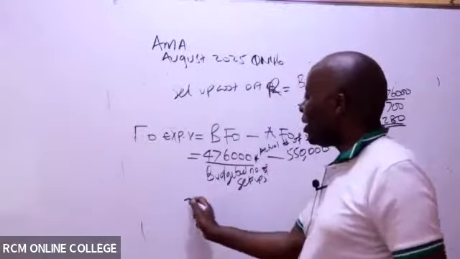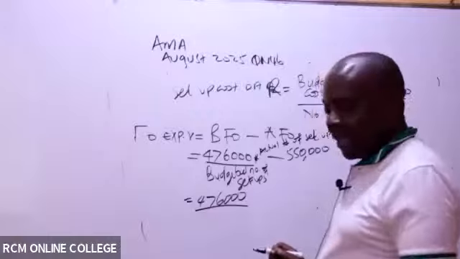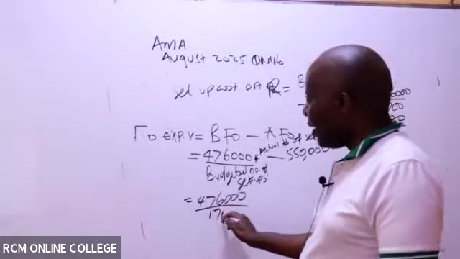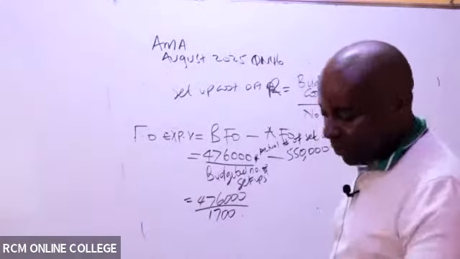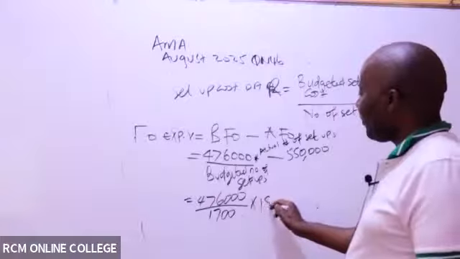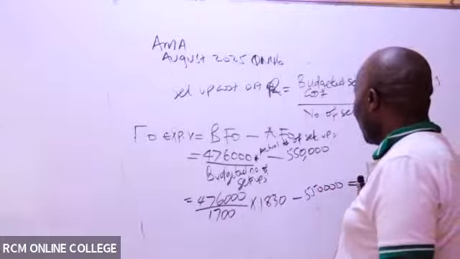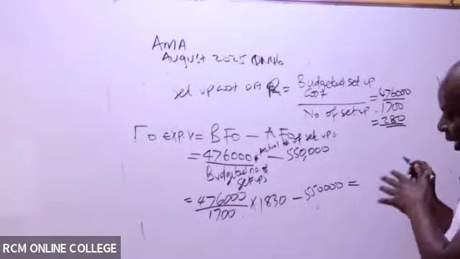So this one here will be 476,000 divided by the budgeted number of setups there, which are 1,700. I divide this by 1,700. And then by the side there, I can see the actual number of setups. They are 1,830 minus 550,000.